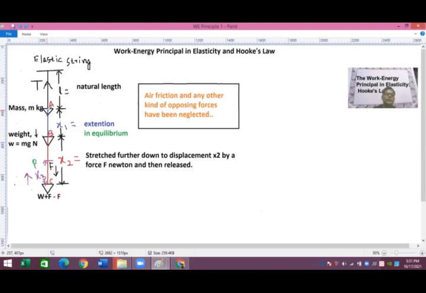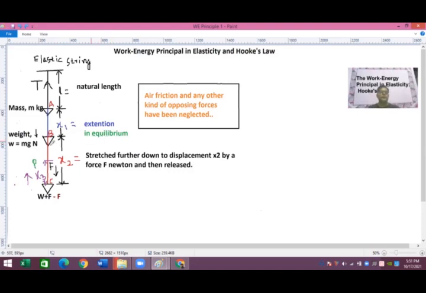That means it will be stretched up till position B, where it rests under the action of the force W, that is weight, and due to this weight there is a tension T produced in the string. So position B is the equilibrium position of this system when an object of mass m is attached and it has been extended to position B, and this is in equilibrium state.